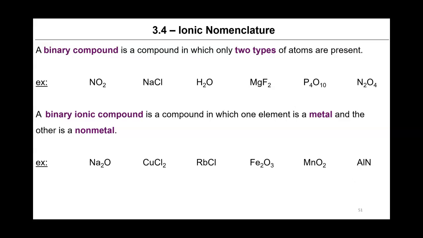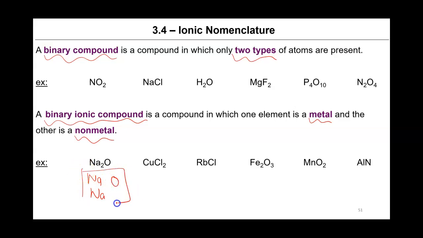The types of compounds that we're going to be learning how to name are what are referred to as binary compounds. A binary compound is one in which there are only two types of atoms present. Specifically in this section, we're going to learn how to name binary ionic compounds. And a binary ionic compound is one in which we have one element that's a metal and one that's a non-metal.